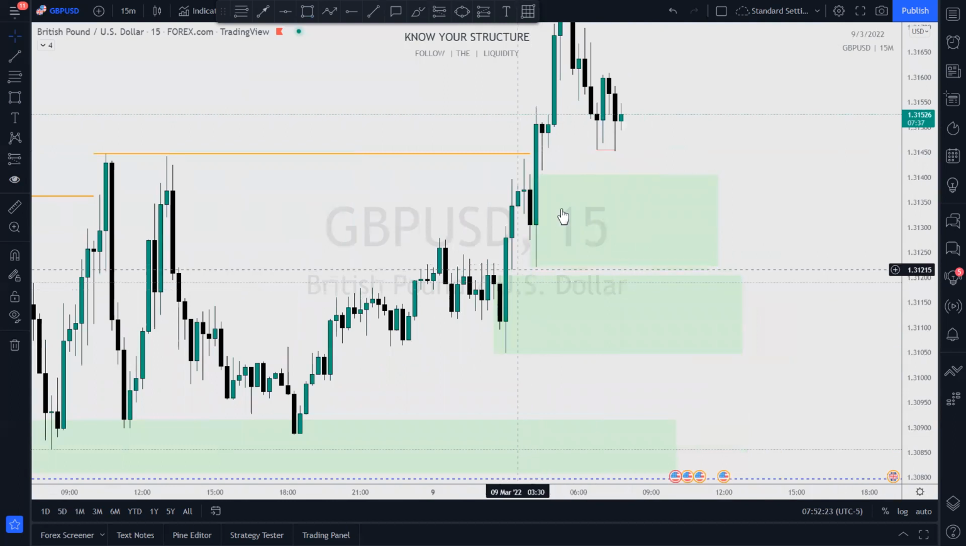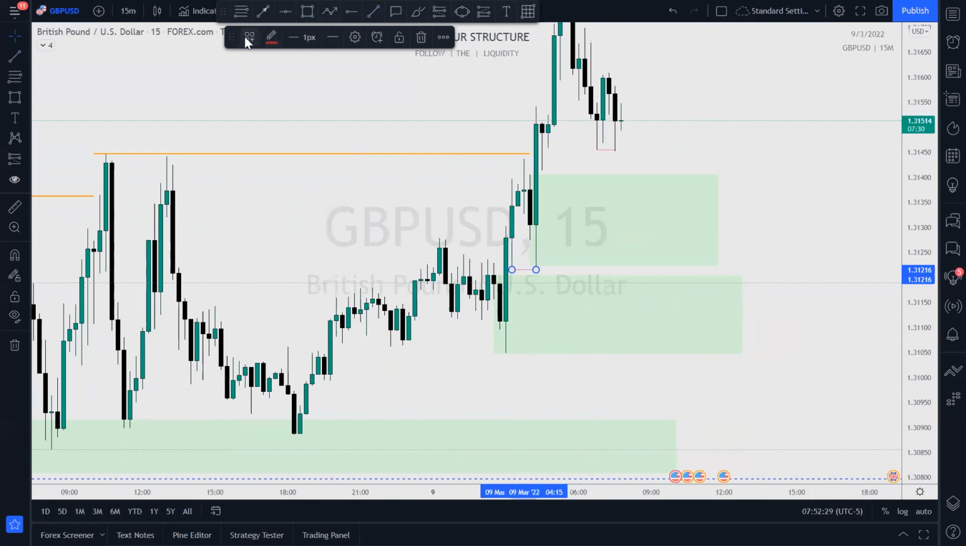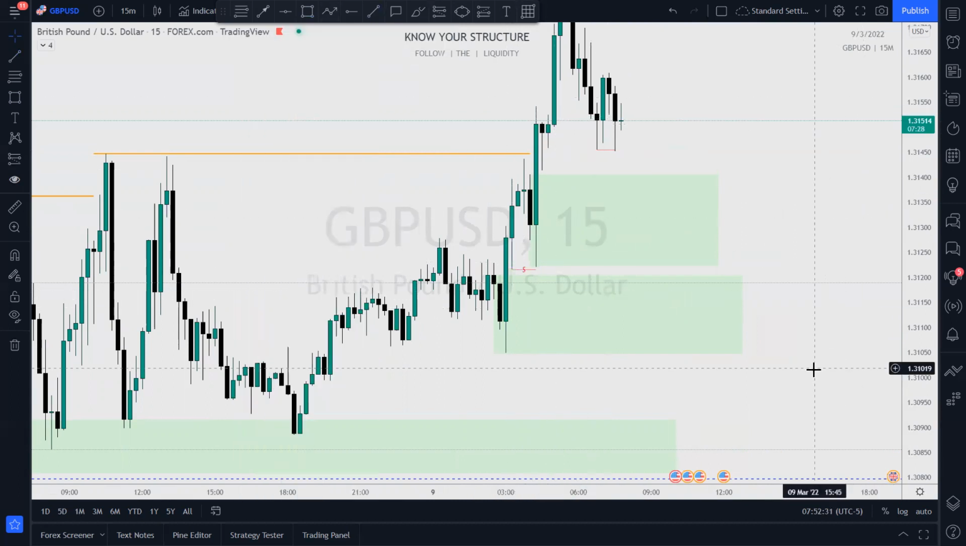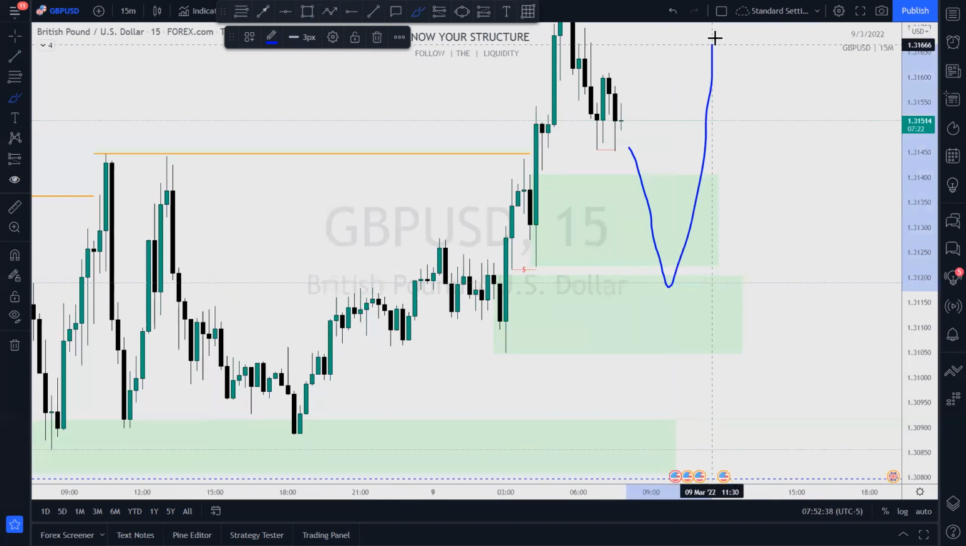All right. There are equal lows here. This is why I'm attracted to this area. There are equal lows here, right? That price will want to seek out. And there is a chance that price could come down and then continue up.